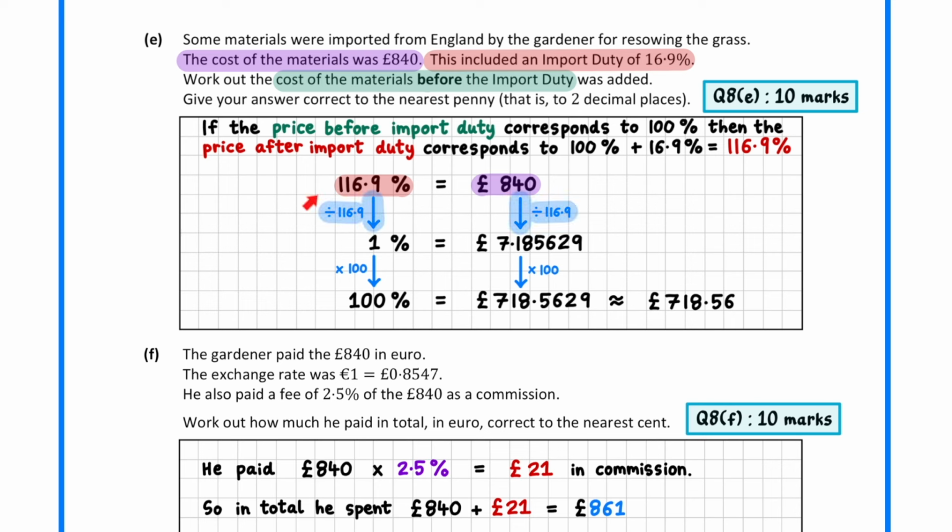We can divide both sides by 116.9 to find what 1% corresponds to, and then multiply both sides by 100 to find 100%, the cost before import duty. Rounding to 2 decimal places gives us a final answer of £718.56.